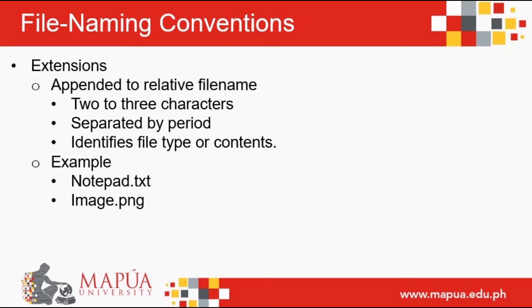For the extensions, extensions are appended to the relative file name. It is composed of 2 to 3 characters separated by a period and identifies file type or contents. The examples are notepad.txt and image.png. The extensions here are the .txt and the .png.